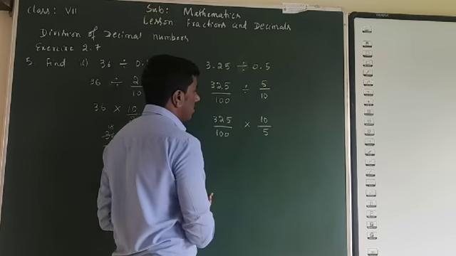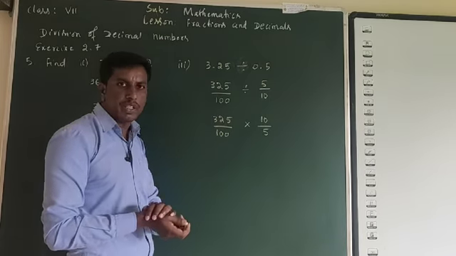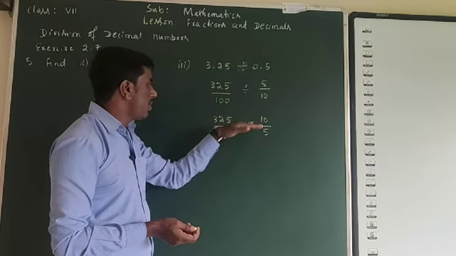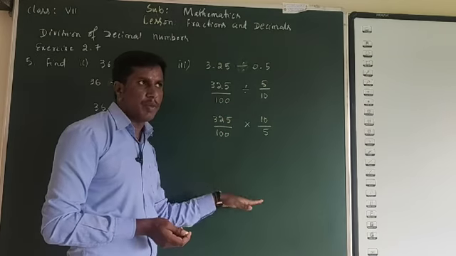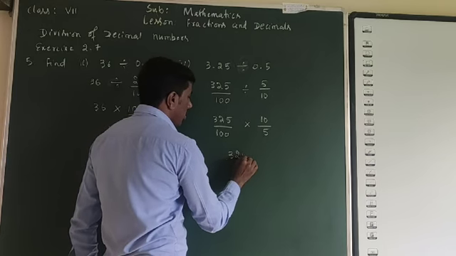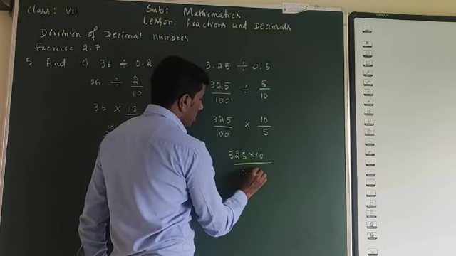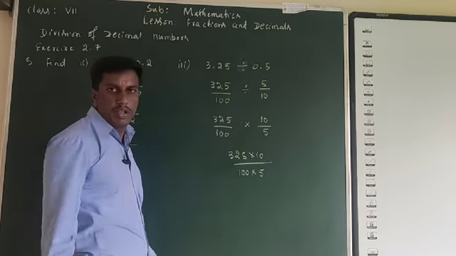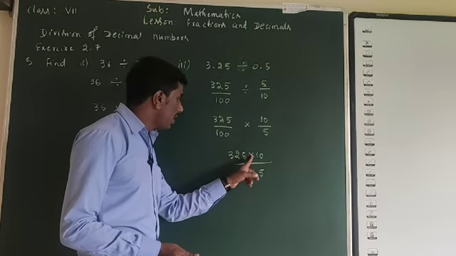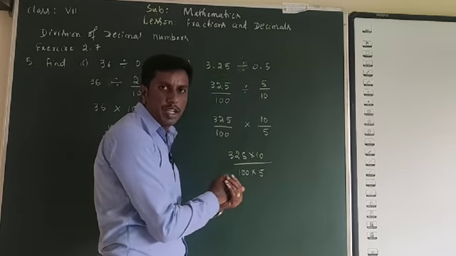10 by 5. Now it is multiplication of a fraction by a fraction. How to do that? Numerator multiplication, denominator multiplication, writing in the denominator place. So 325 into 10, denominator 100 into 5. Correct? So this is multiplying 325 into 10, 100 into 5. So I can cancel numerator and denominator.